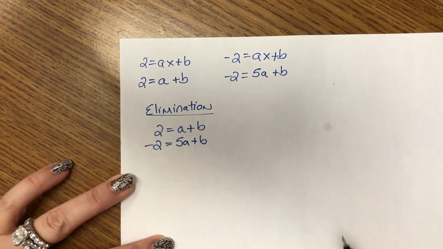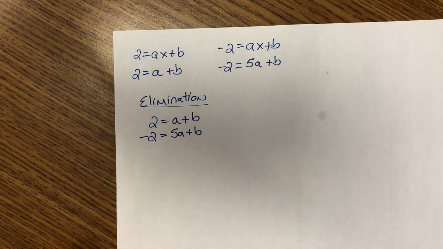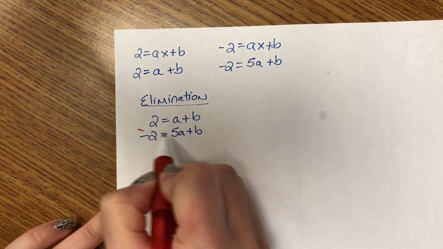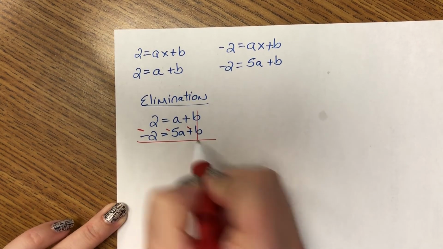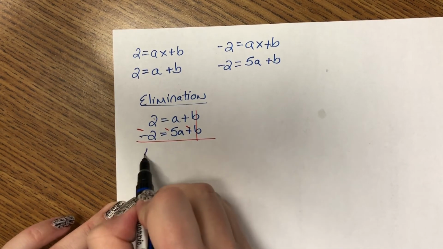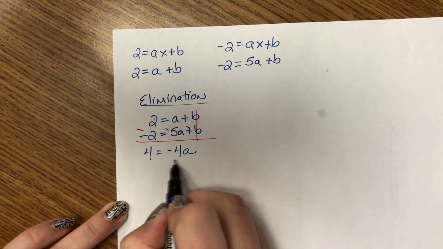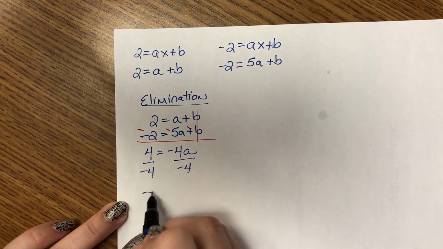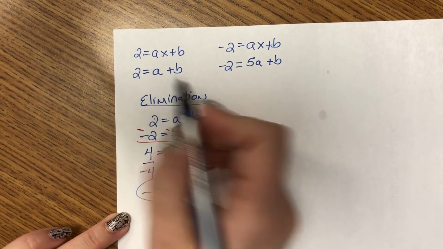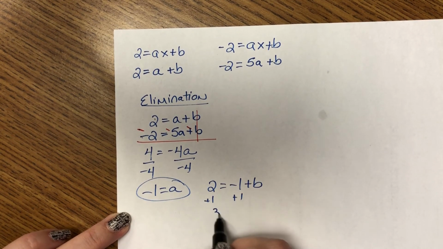I line up my 2 equations and I want to eliminate a variable by adding or subtracting the equations together. So if we subtract this bottom equation, the b's will eliminate to 0. So 2 minus negative 2, 1 minus 5. So negative 1 is a. And then I'll choose this equation to plug it back into. So 3 is b.